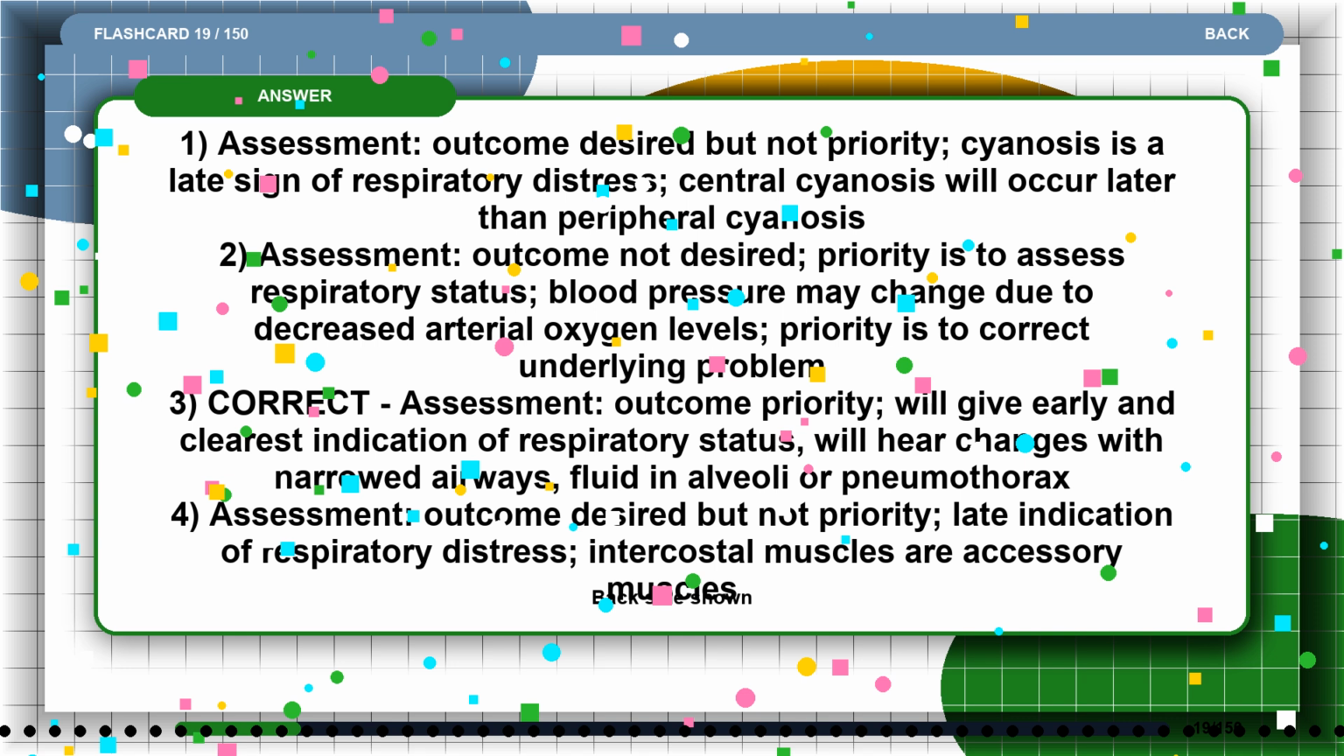3. Correct. Assessment. Outcome priority. Will give early and clearest indication of respiratory status. Will hear changes with narrowed airways, fluid in alveoli, or pneumothorax. 4. Assessment. Outcome desired, but not priority. Late indication of respiratory distress. Intercostal muscles are accessory muscles.